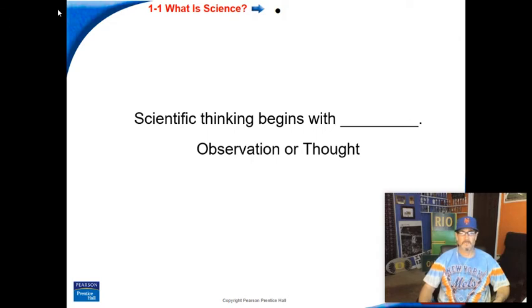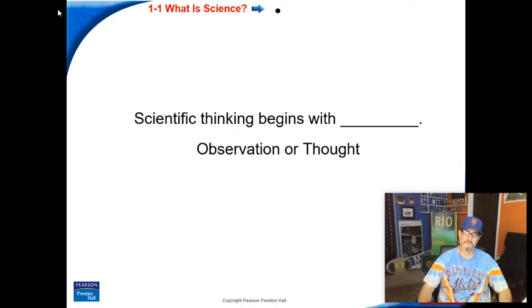Scientific thinking begins with 2 choices: observation or thought. And if you're not sure, take a look back at number 3 in your notes. And again, another reason why it's important to number your notes is because I can point you to where to go to practice with your notes.